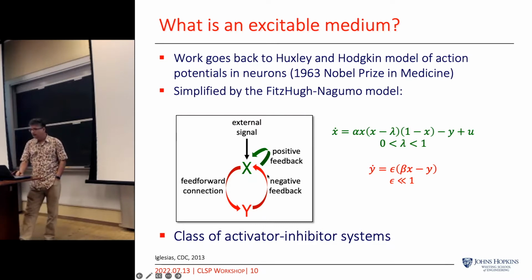Okay, and in the FitzHugh-Nagumo model, the equations are very simple. It's a nonlinear equation for the activator where you have essentially a third order polynomial with a root at 0, a root at 1, and a root somewhere between the two of them. The minus y here tells you that there's the negative feedback. And then the equations for the inhibitor are completely linear.